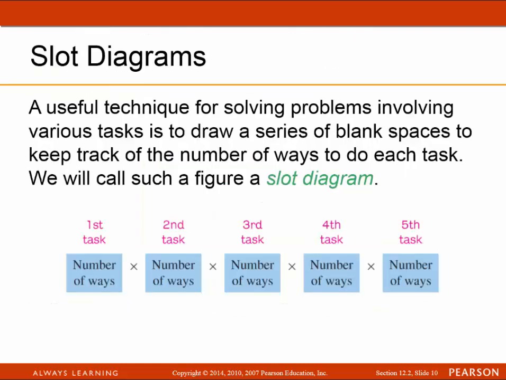Now we're going to talk about slot diagrams. A technique that's useful for solving problems involving various tasks is to draw a series of blank spaces to keep track of the number of ways that you can do each task. And this is what we call a slot diagram. So here, if you have 5 tasks, then the number of ways you can do the first one, the number of ways you can do the second one, all the way until the number of ways you can do the 5th task.